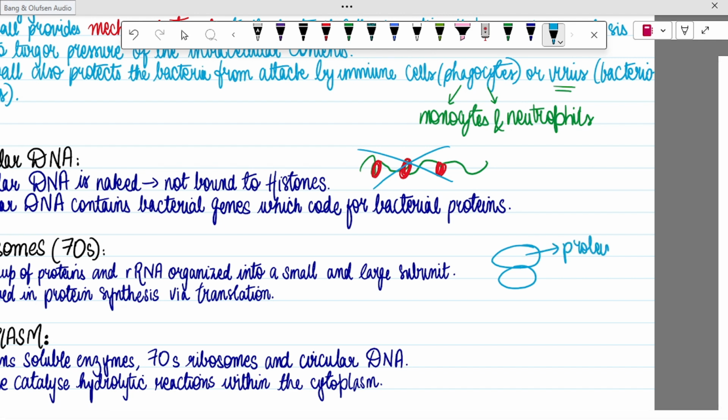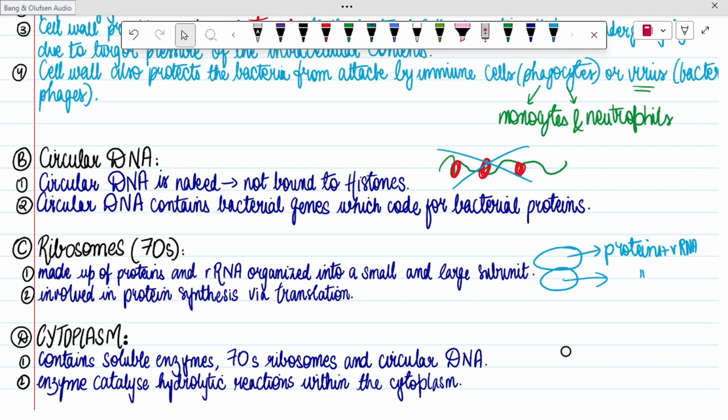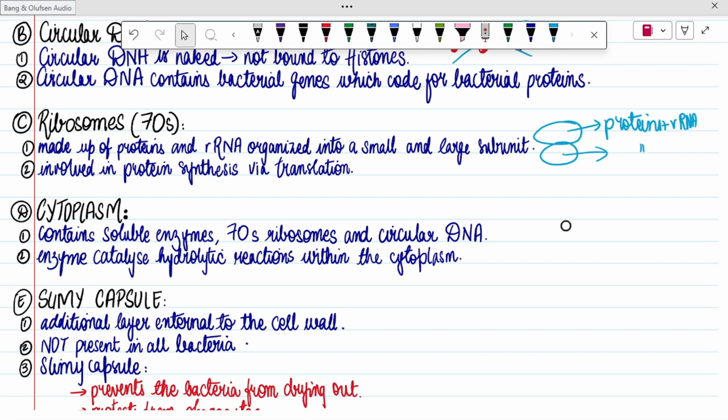Proteins plus ribosomal RNA. So the same thing is going on नीचे वाले subunit में भी. And they're involved in protein synthesis via translation. बिल्कुल exactly same as your eukaryotic cell. The cytoplasm contains soluble enzymes, 70S ribosomes, and circular DNA. These enzymes catalyze hydrolytic reactions within the cytoplasm.